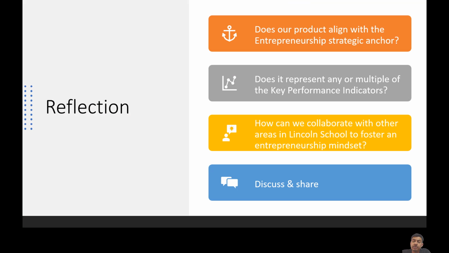Here comes a team reflection. Does our product that we just created during the prototyping phase align with the entrepreneurship strategic anchor? Does it represent one or multiple of the KPIs? How big of an impact can they have? And it would even be very interesting to have people understand and collaborate. How can they share and work together in different areas of Lincoln School in order to foster an entrepreneurship mindset?